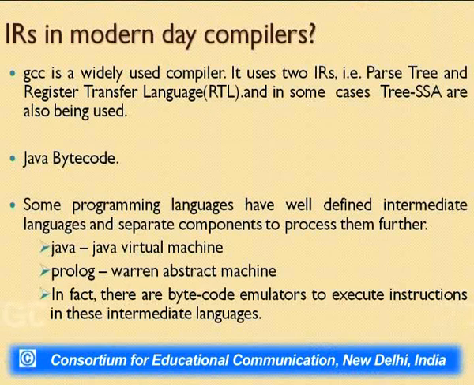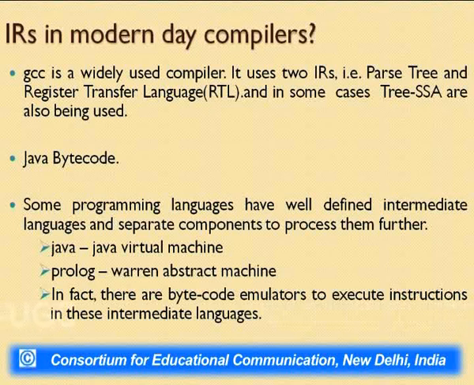Okay, some examples of the IRs in modern-day compilers. GCC is a very widely used compiler. That's found in the Linux and Unix architecture. It uses two IRs actually, the parse tree and the register transfer language, RTL. And also in some cases we can find the tree and the static single assignment combination being used.